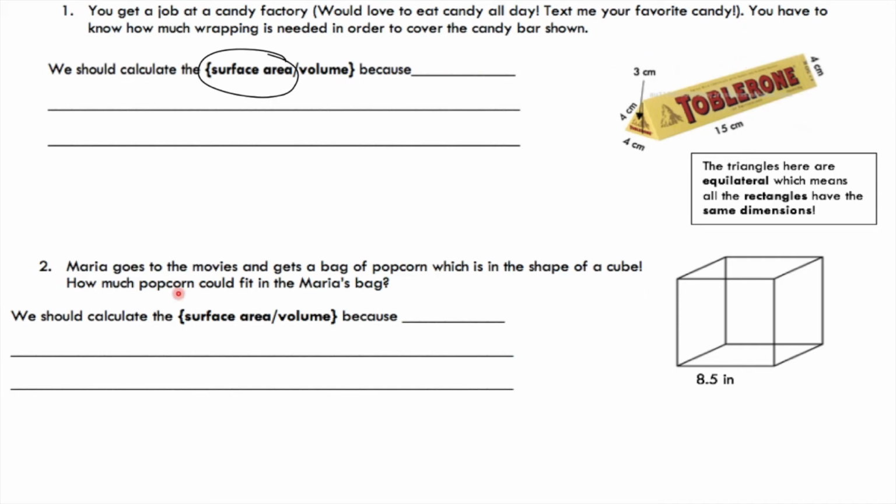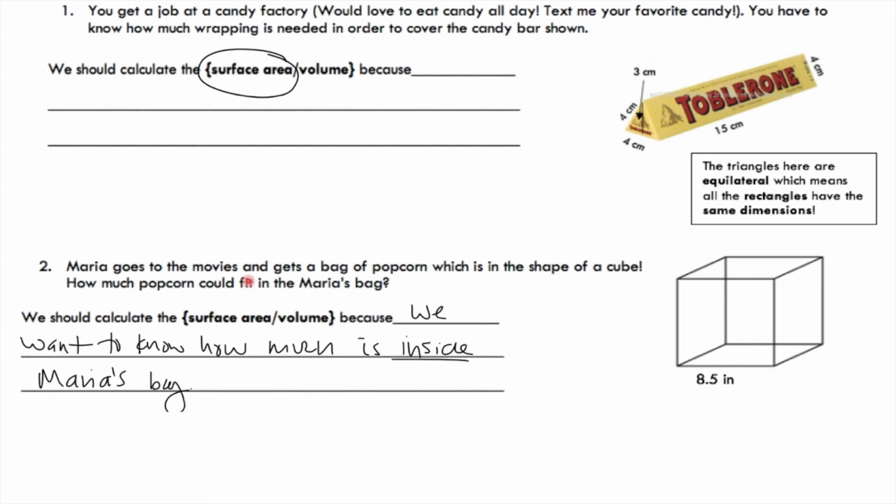Now we're going to go to the written explanation for number 2. This time we're going to do a little bit different. So Maria goes to the movies and gets a bag of popcorn, which is in the shape of a cube. How much popcorn could fit in Maria's popcorn bag? So this time I'm going to give you the written explanation. So I said we're calculating one of them because we want to know how much is inside Maria's bag. We want to know how much can fit in the bag, which means it's inside. So using my written explanation, go ahead and pick if that is telling us to calculate surface area or volume.